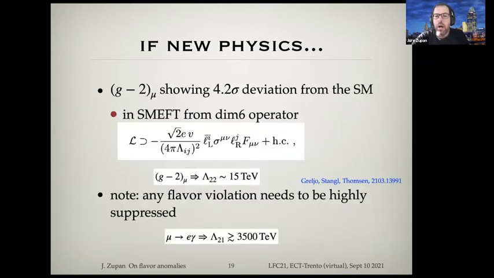All right. Now, for g minus 2 of the muon, this will come from the dimension 6 operator in SMEFT. If we put a Higgs vev there so that it's gauge invariant, then the scale of new physics, again with no suppression from the couplings, would be 15 TeV.